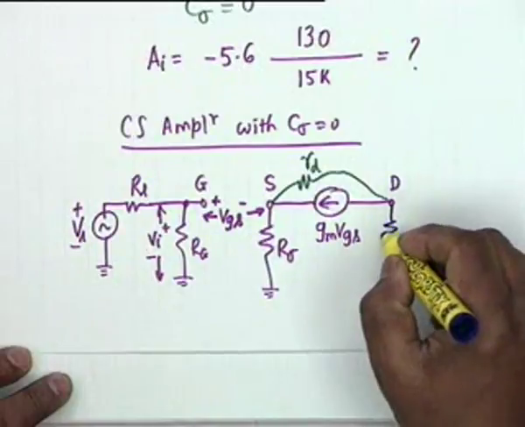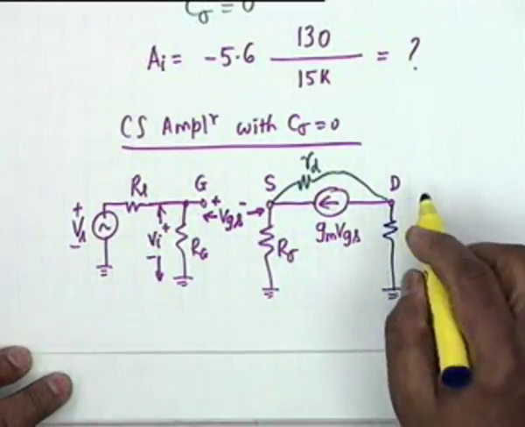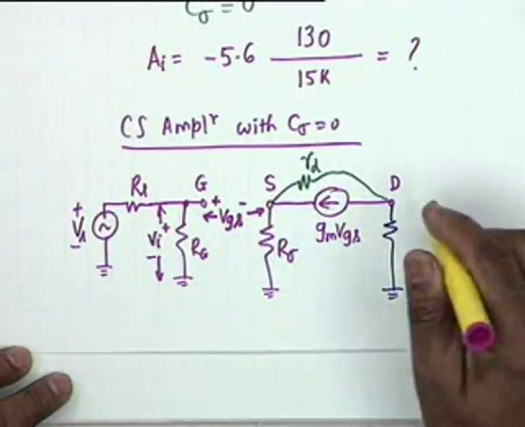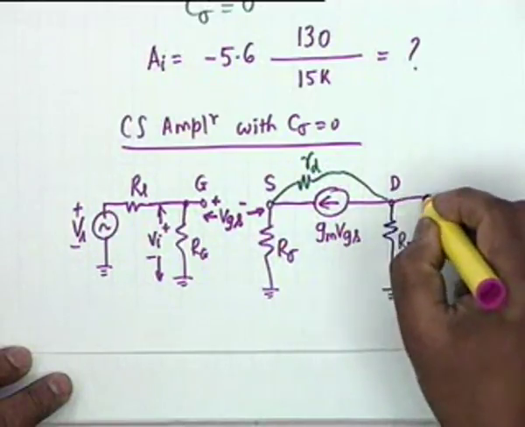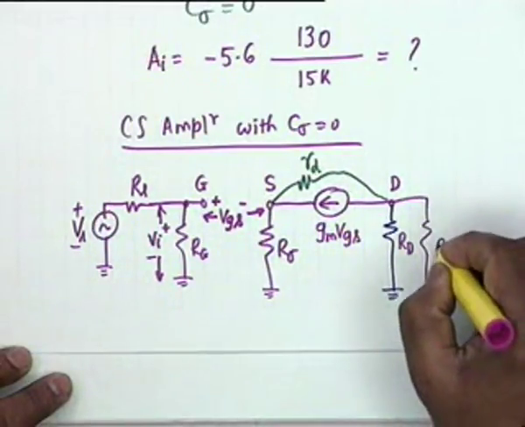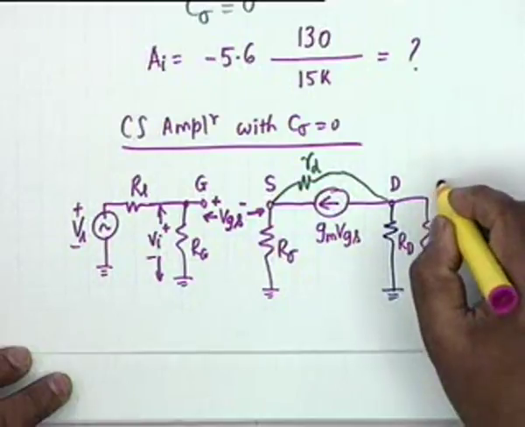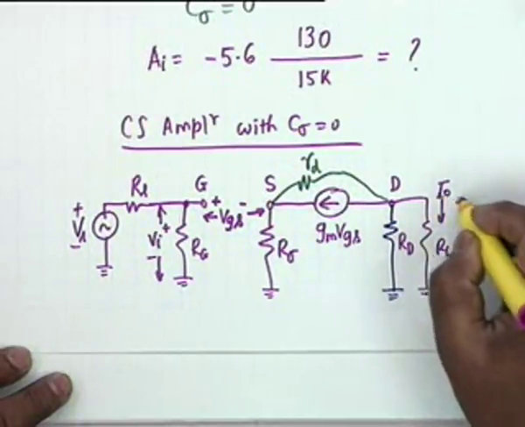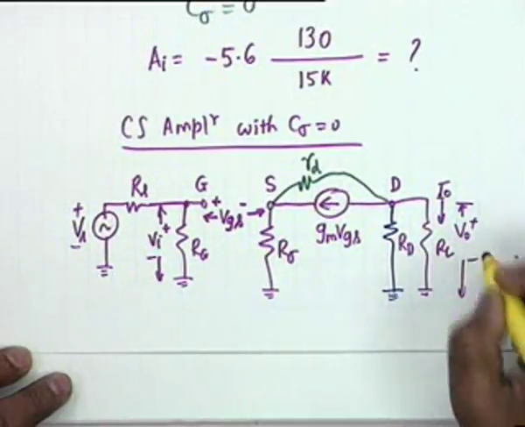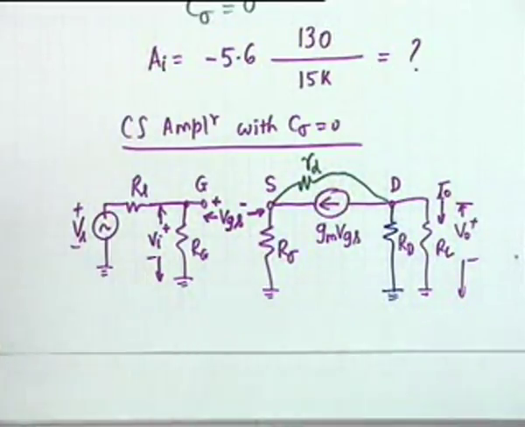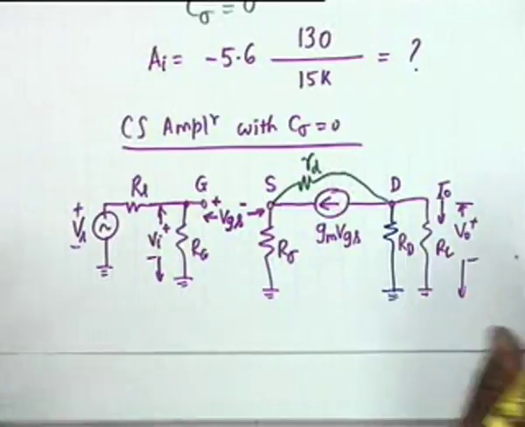From the drain, then we have the two resistances, R sub D and R sub L. This is I0 and this voltage is V0. Now you see, look at the circuit.